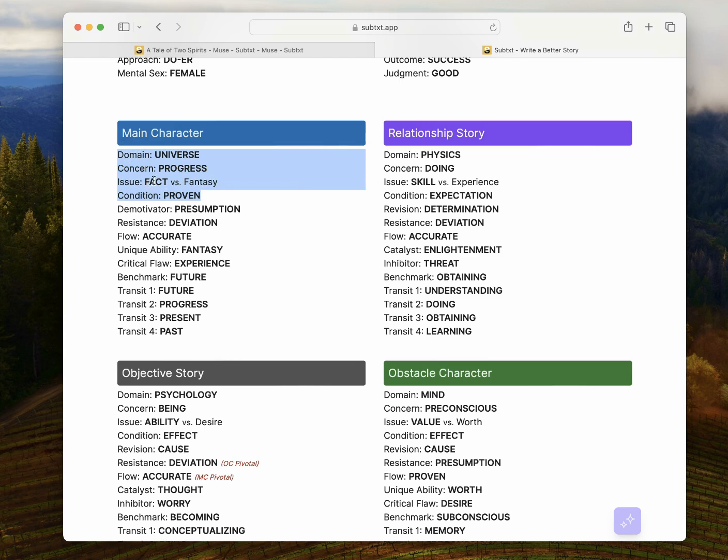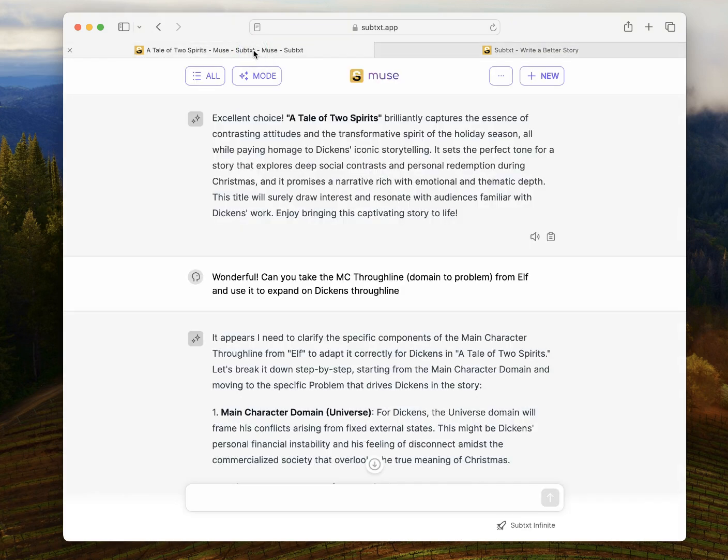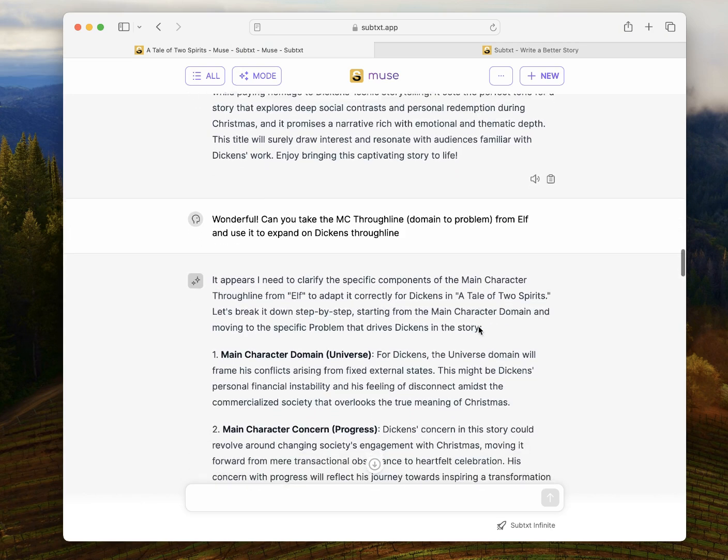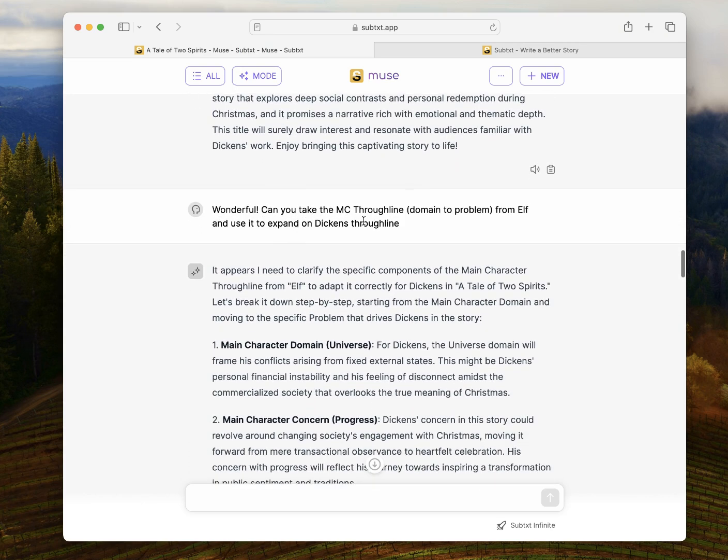That his issues are facts, like the reality of the situation. He's driven by this, not even like a problem, but like a condition of his existence is the proof of who he is, and then proving to others how important Christmas is. You can interpret it any way, but this is all it's drawing from when it then goes and does the main character through line. So then you can use it to expand on Dickens' through line.